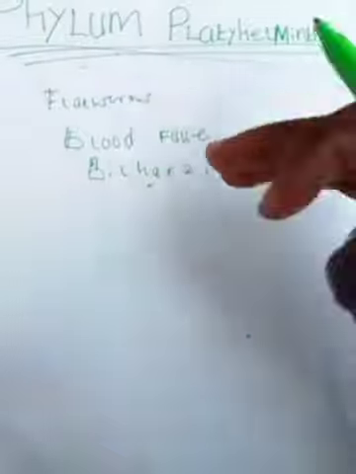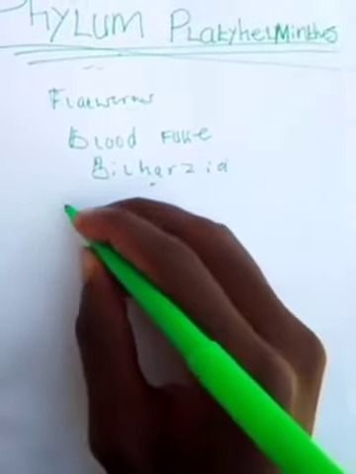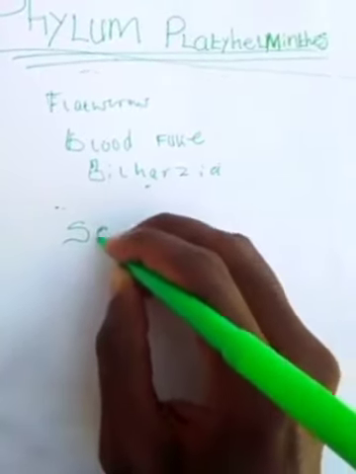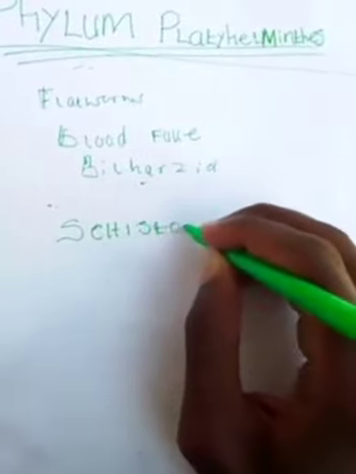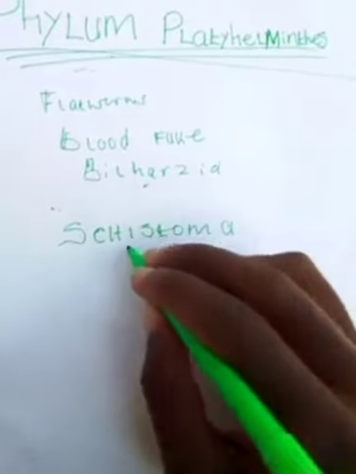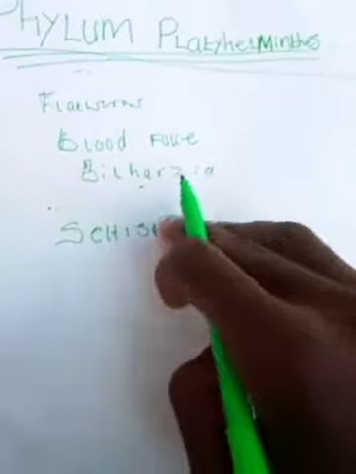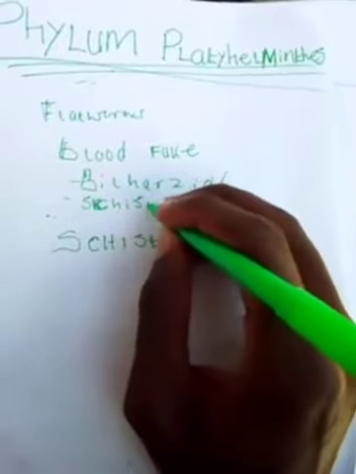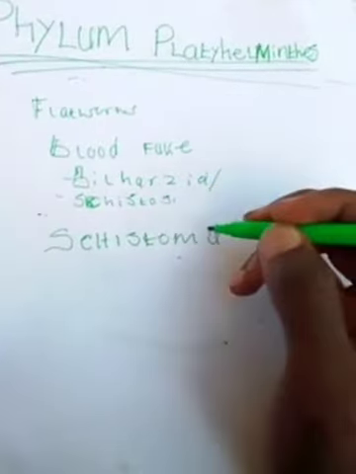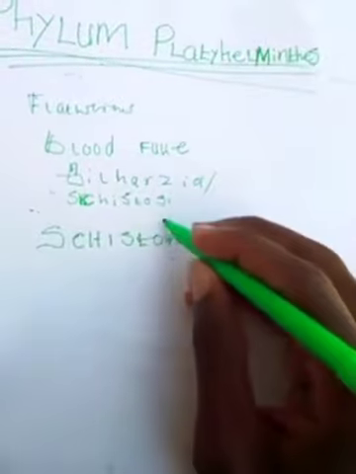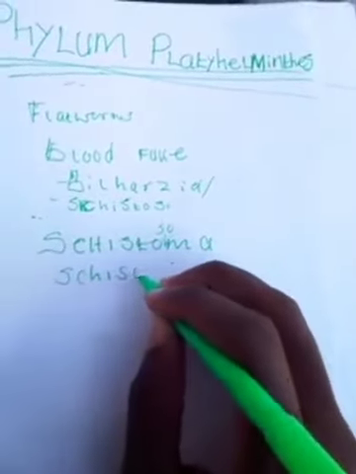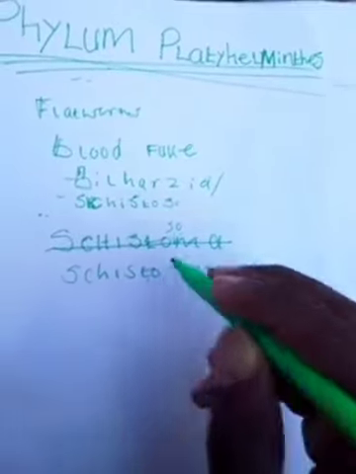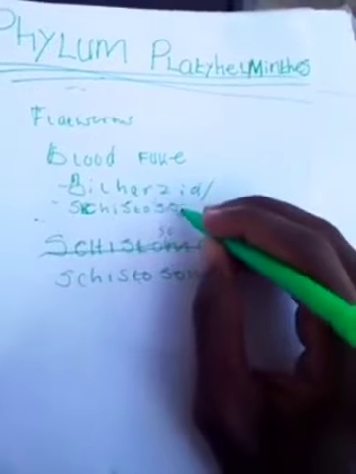Now, this worm is also called, let me write it, then I pronounce it. Schistosoma. Okay, it is also called Schistosoma. There should be an S-O-M-A, let me write it again. Schistosoma. And then bilharzia is also called schistosomiasis.